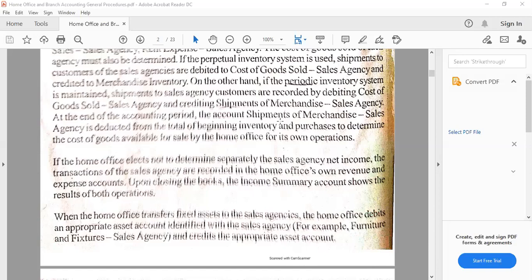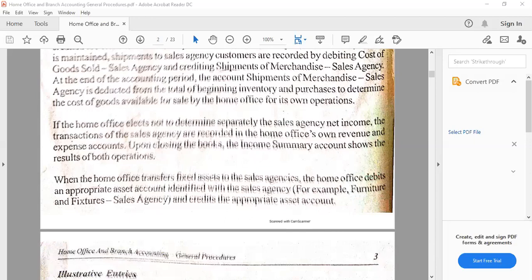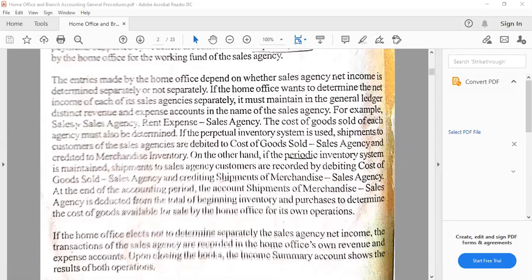Another thing we should know here is that if the home office elects not to determine separately the sales agency net income, the transactions of the sales agency are recorded in the home office's own revenue and expense accounts. This is what I said a while ago, and that's the point again of attaching the respective name of the sales agency to the accounts. Again, for example, it is the Cebu agency, so we would write sales dash Cebu sales agency.